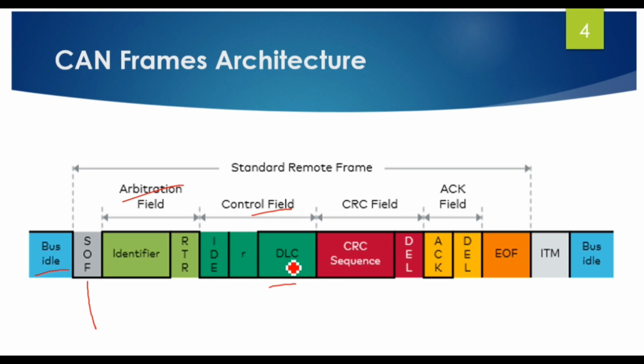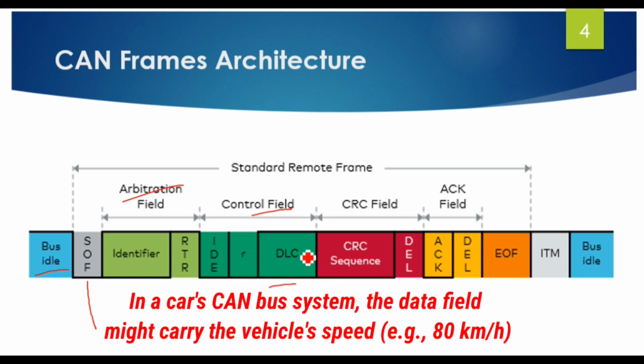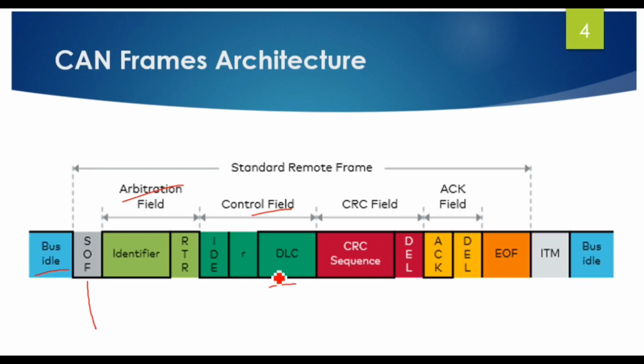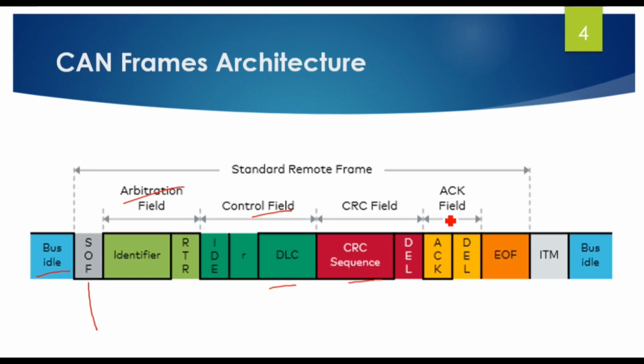And in the data field, here also you can consider a car's CAN bus system, the data field might carry the vehicle speed, for example 80 km per hour or 90 km per hour, fuel level 50% or engine temperature. That is what the data field contains. And the next one is the CRC field. It is similar to double checking your grocery bill by recalculating the total to ensure no errors were made during addition.